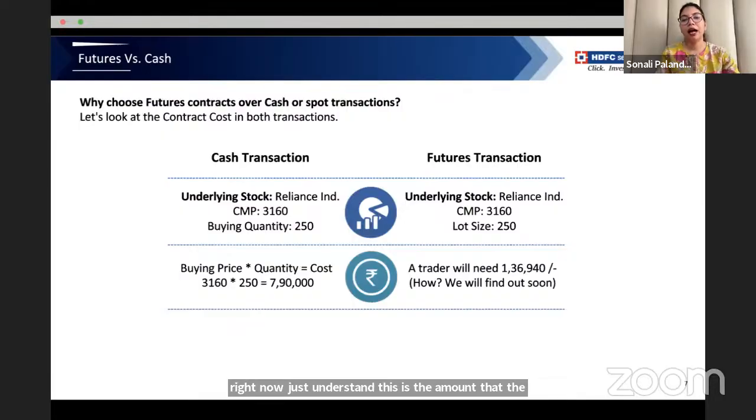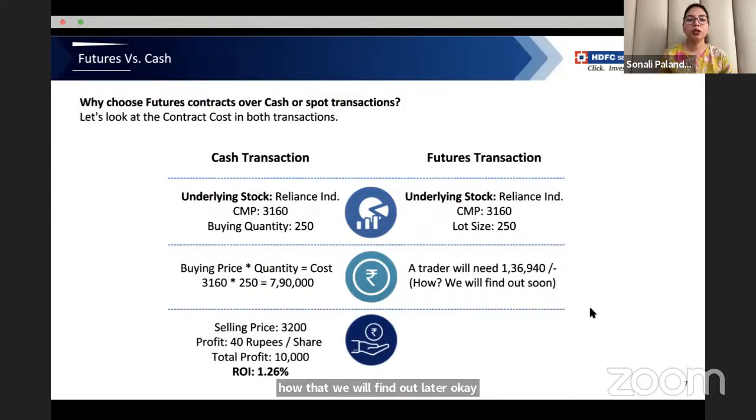But how, that we will find out later. Okay. Next. So now the price has increased. It has come up to 3,200. Now let's say that I want to book my profit. So per share profit is 40 rupees. So as per my position, the total profit comes to 10,000 rupees, right?